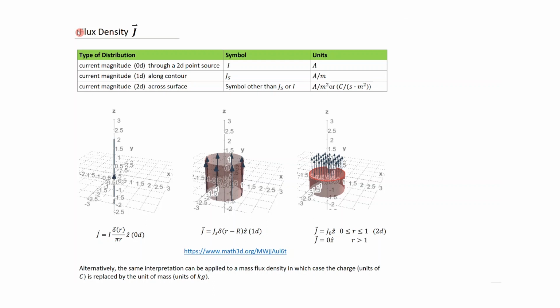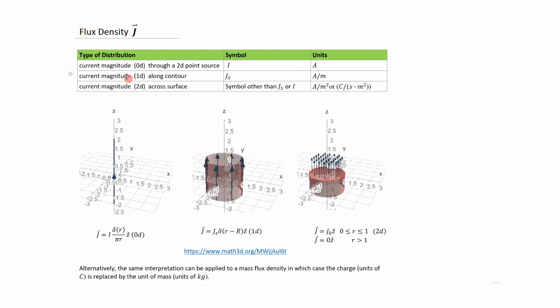Let's look at the different types of distributions that we could have. So we could have, for instance, a 0D type of problem, which is a current filament. If you were to take a trace, that would be equivalent to looking at a 2D point source. You could also have current flowing along a contour, in which case it would be a 1D type of problem. Or you could have current flowing through an actual surface, in which case it would be a 2D type of problem.